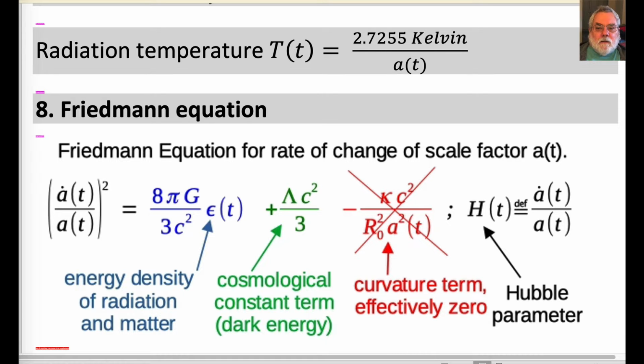This nonlinear first-order differential equation relates the scale factor, A of t, and its time derivative, A dot of t, on the left side with other time-varying values of the composition of the universe on the right side. The scale factor A of t has been increasing from 0 at the Big Bang to 1 presently, and will be larger than 1 in the future. The universe is expanding, so A dot is positive.